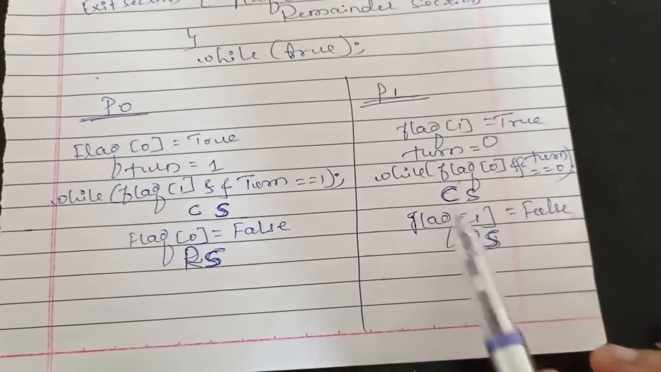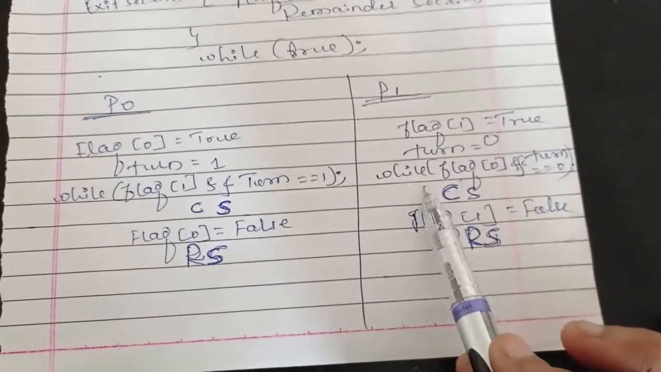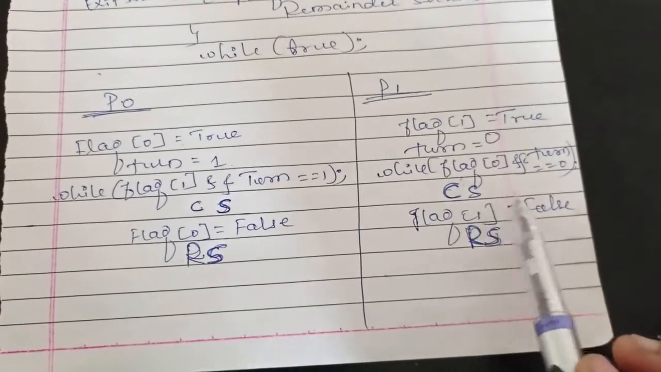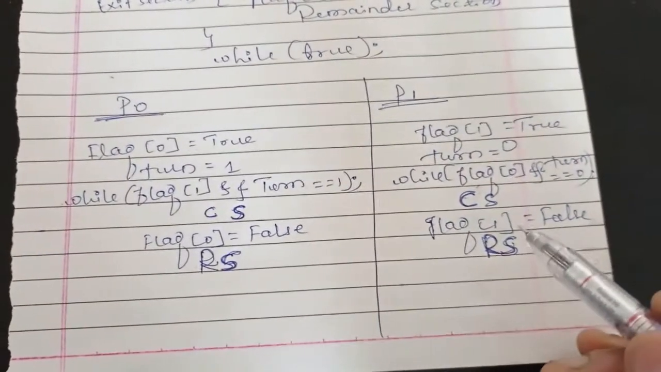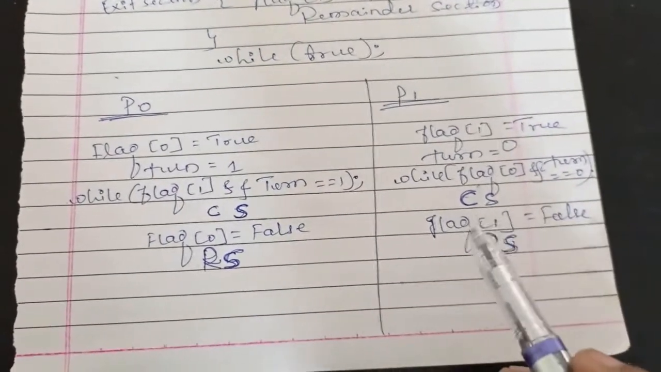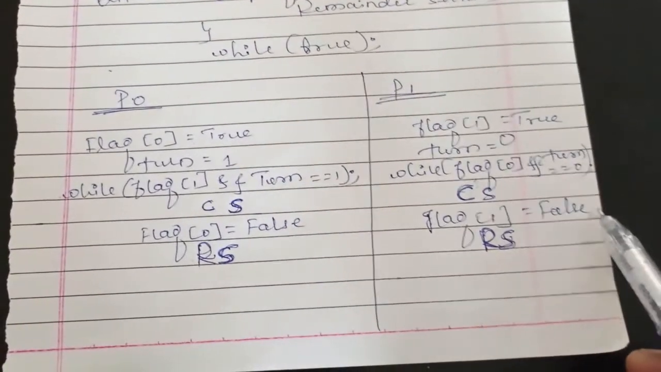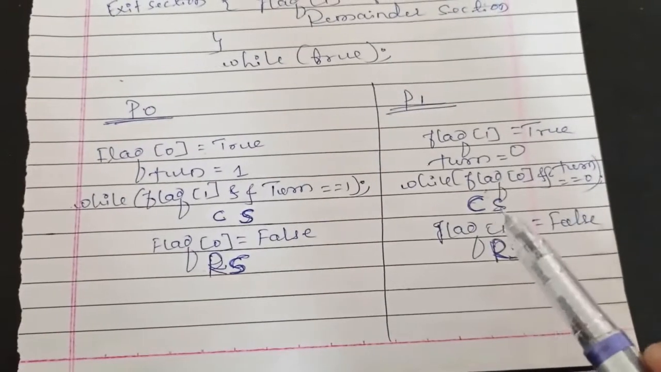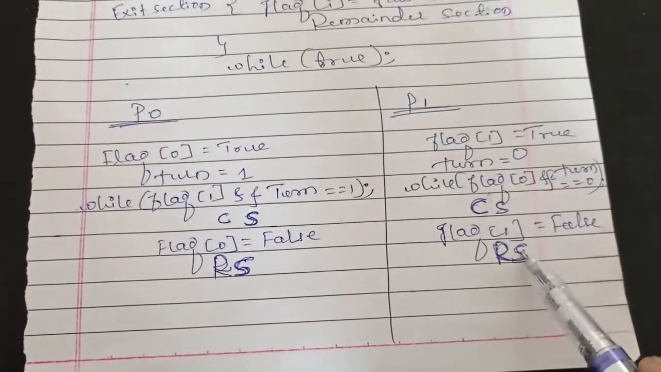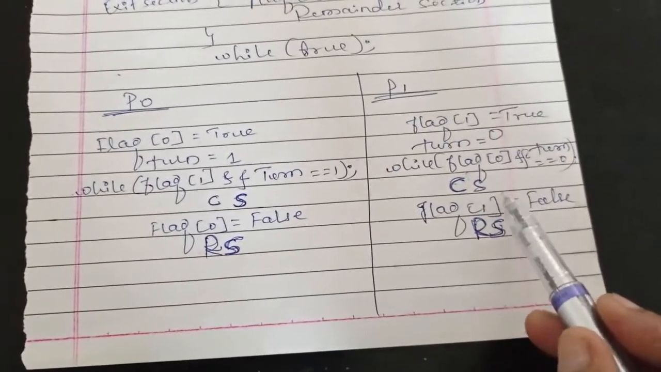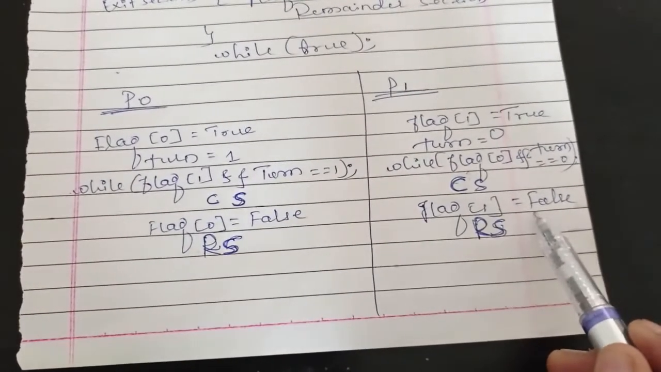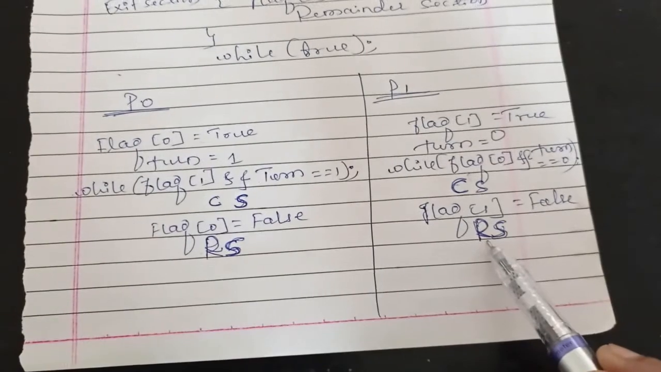So after finishing its critical section, we have to set flag 1 to false. Why? Because we are giving some other process a chance. So if flag 1 is set to false, then it will come out of the critical section and enter the remainder section. Clear? So now it has set flag 1 as false. Now it is going to execute the remainder section.